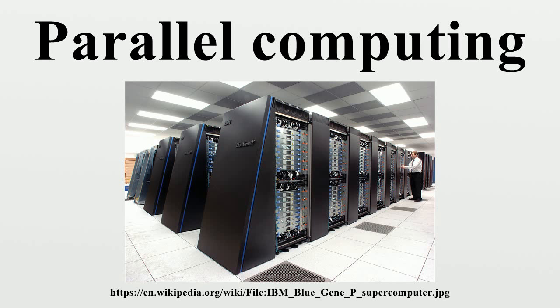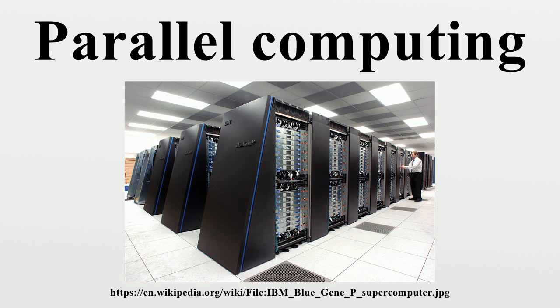Historically, 4-bit microprocessors were replaced with 8-bit, then 16-bit, then 32-bit microprocessors. This trend generally came to an end with the introduction of 32-bit processors, which has been a standard in general-purpose computing for 2 decades. Not until recently, with the advent of x86-64 architectures, have 64-bit processors become commonplace.